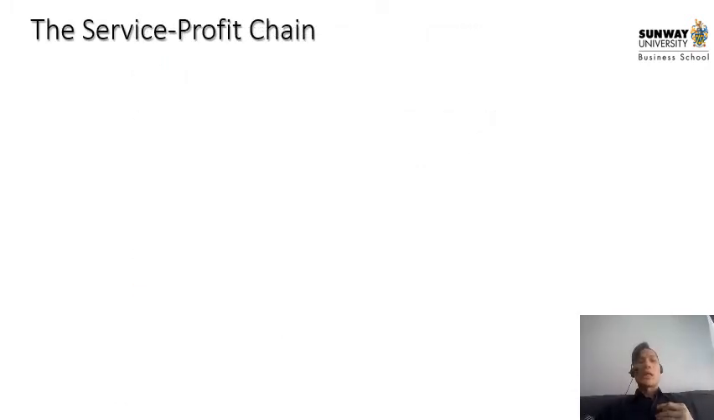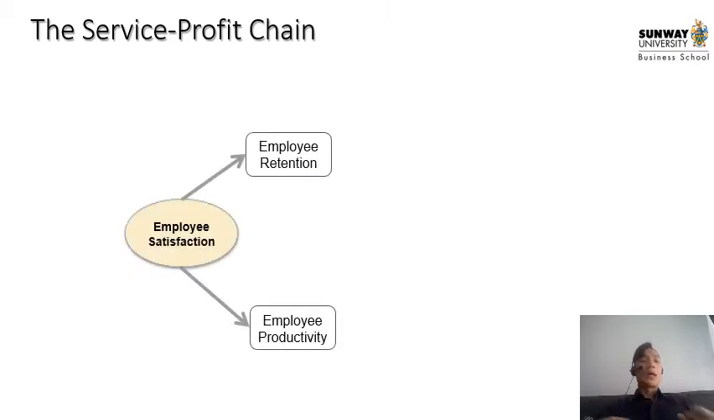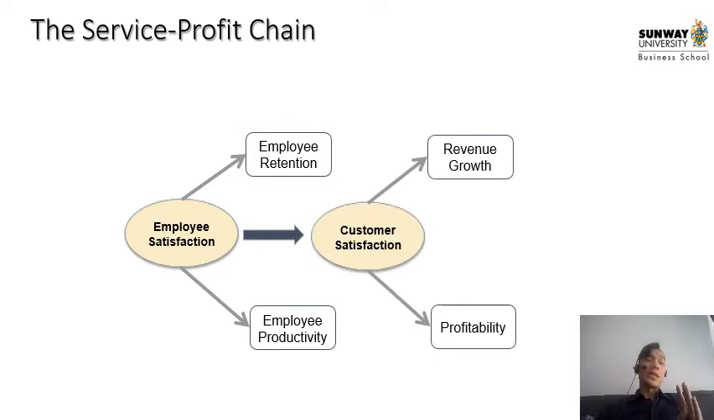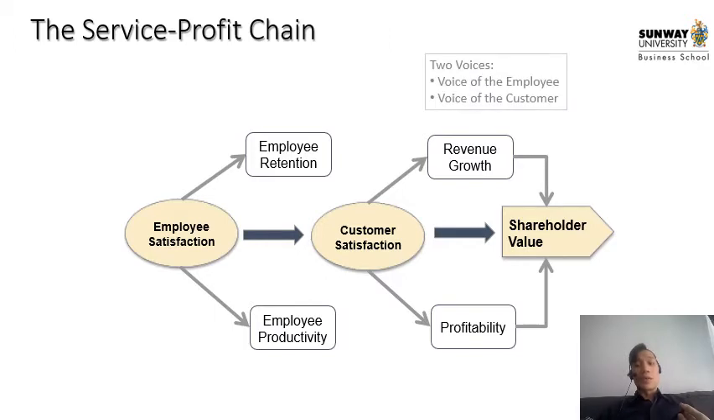Now, under the service profit chain, we know that there are two very major voices when it comes to client satisfaction. And that is, of course, the employee, which we will have to manage retention and productivity, which ultimately will also affect customer satisfaction, which then will ultimately lead to revenue growth and profitability, and finally, shareholder value. So never forget that in the service profit chain, you must always remember to take note of the voice of the employee as well as the voice of the customer.